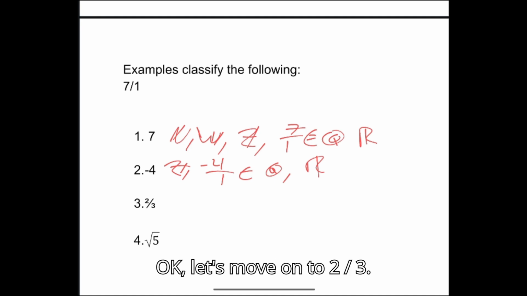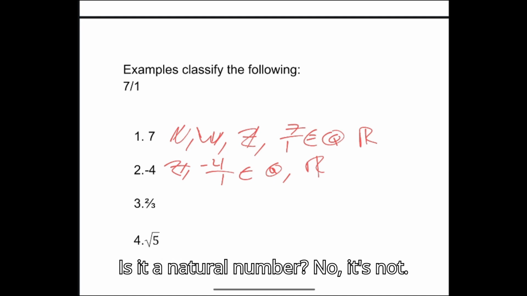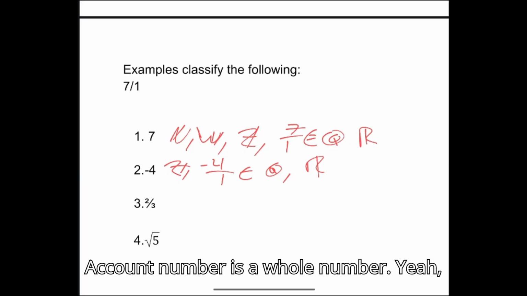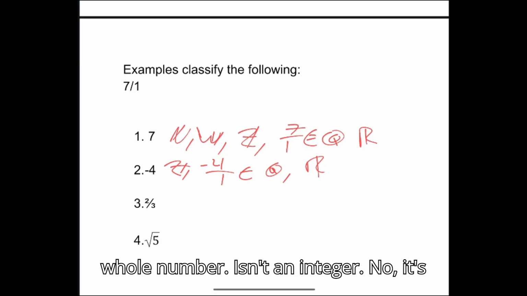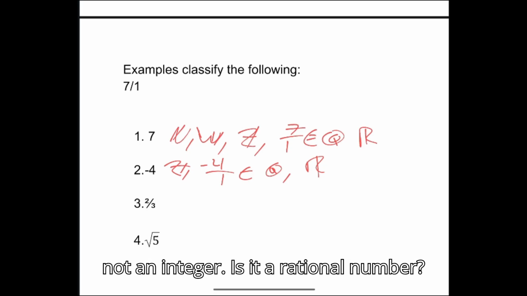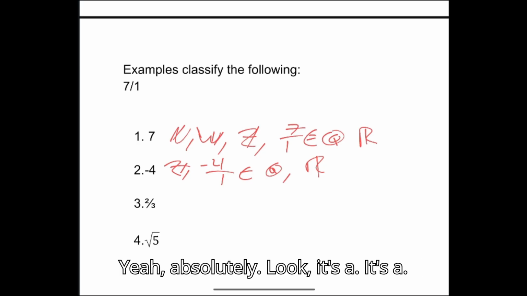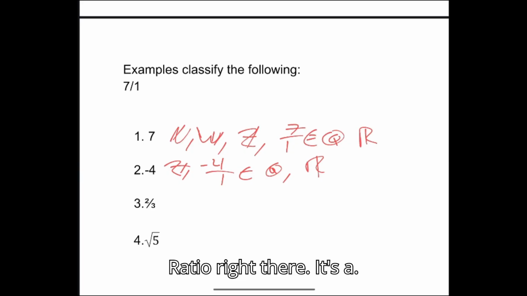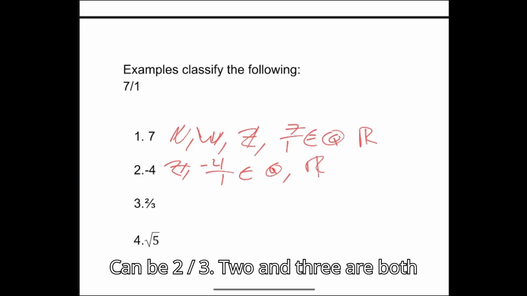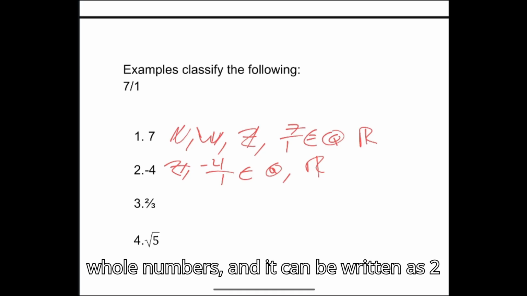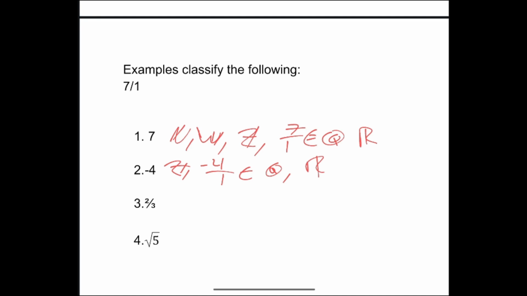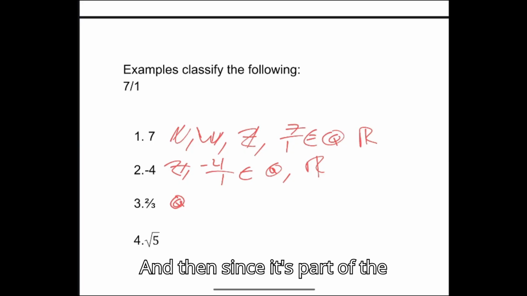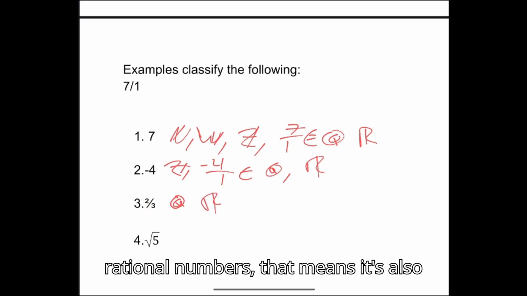Okay, let's move on to 2 over 3. Is it a natural number? No. It's not a counting number. Is it a whole number? No. If it's not a natural number, it's not a whole number. Is it an integer? No, it's not an integer. Is it a rational number? Yeah, absolutely. Look, it's a ratio right there. 2 and 3 are both whole numbers, and it can be written as 2 over 3. So yes, that means it's a fraction, so it's a rational number. And since it's part of the rational numbers, that means it's also part of the real numbers.